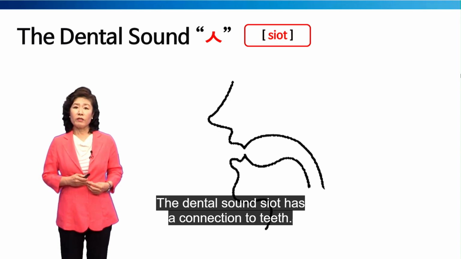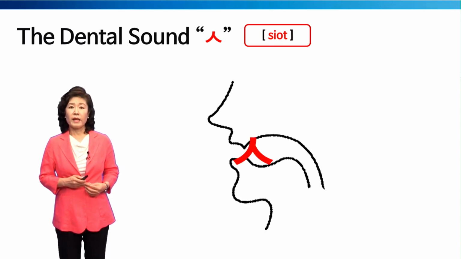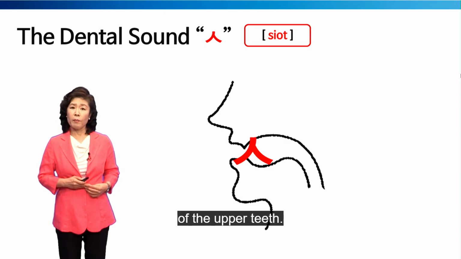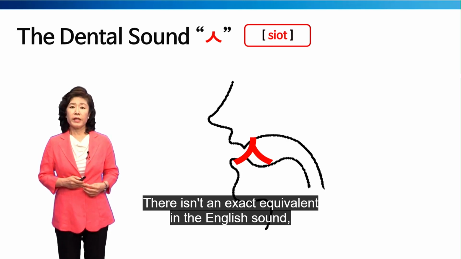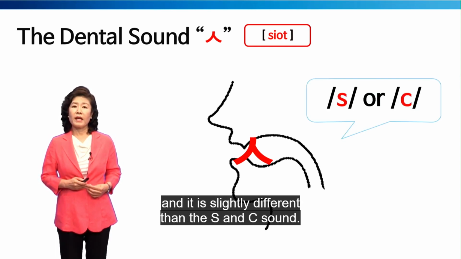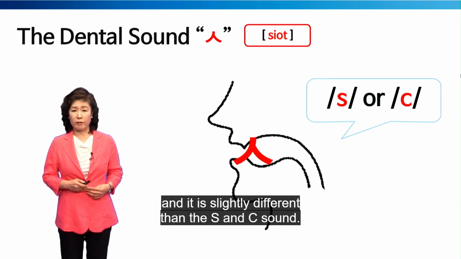The dental sound shiot has a connection to teeth. This stroke represents the tip of the tongue that is touching the back part of the upper teeth. There isn't an exact equivalent in the English sound, and it is slightly different from the S and the C sound.